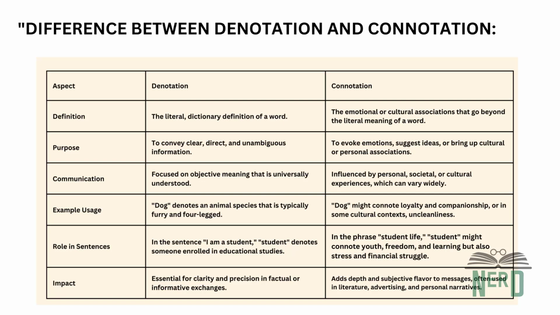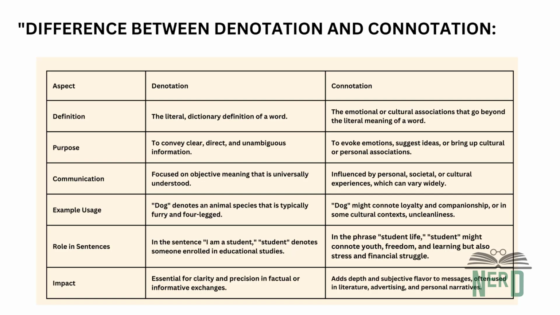Definition. Denotation. This is the basic dictionary definition of a word, the straightforward literal meaning. It's the meaning you would find if you looked up a word in a dictionary. Connotation. This refers to the feelings, associations, or emotions that a word invokes, which go beyond its literal meaning. These are not written in the dictionary, but are understood through cultural or personal context.